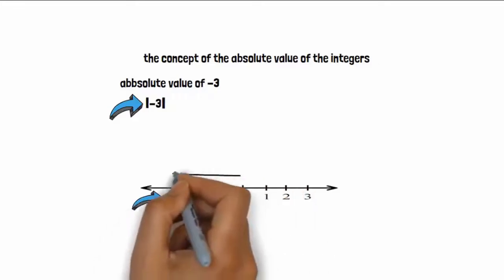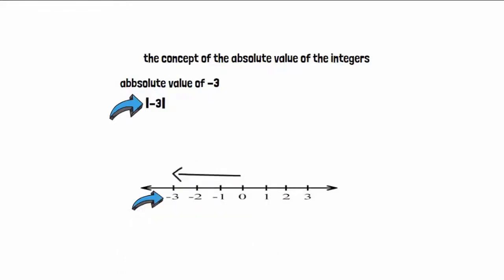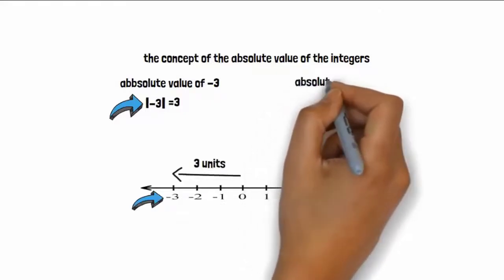It's 3 units away from 0. It's a symbol for the distance between -3 and 0. And remember that distance is never negative. We cannot say that it's -3 units. We say absolute value of -3 equals 3.